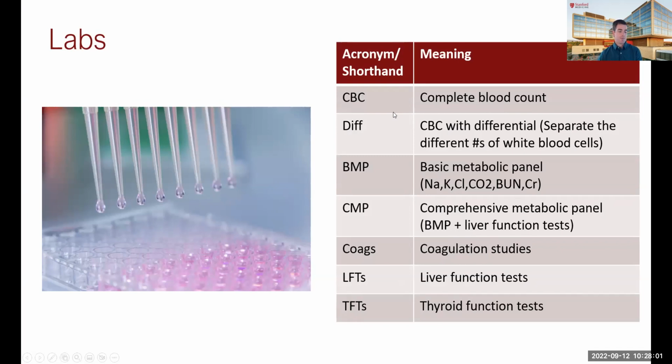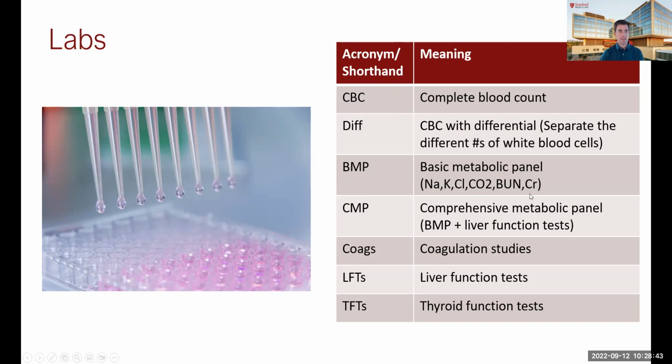Then labs. So labs are frequently used. So CBC is a complete blood count. A diff is the differential. So differentials separate the types of white blood cells. So when you look at the white blood cell count, usually it's a number between 4 and 10, and then it separates it into neutrophils, macrophages, eosinophils, etc. BMP is the basic metabolic panel. This varies by location. So at Stanford, the basic metabolic panel is sodium, potassium, chloride, bicarb, BUN, and creatinine, plus calcium, whereas at other locations, BMP does not have calcium.